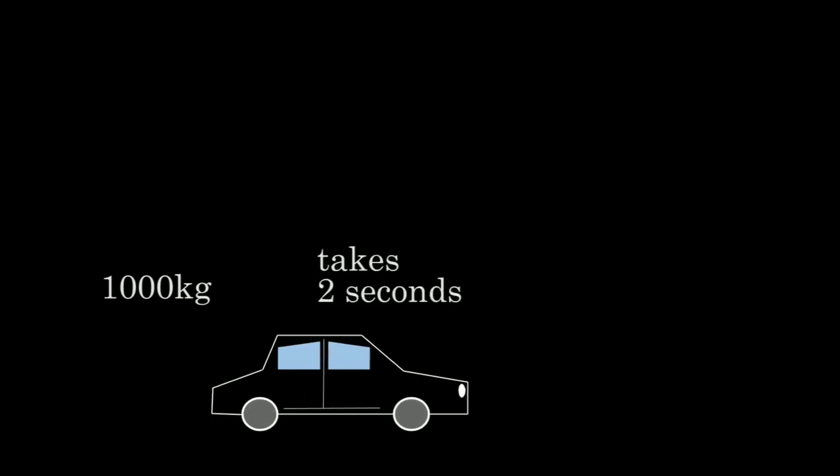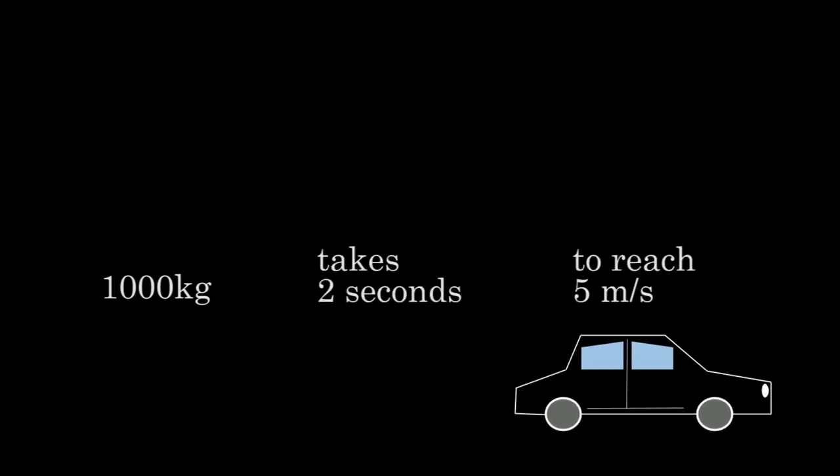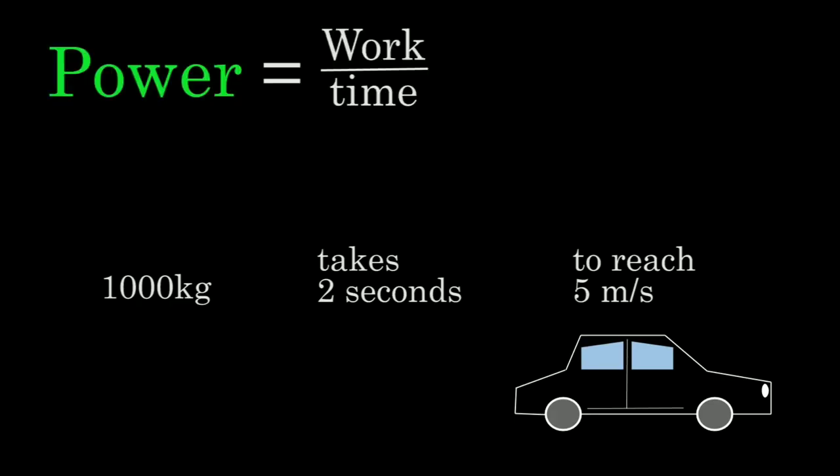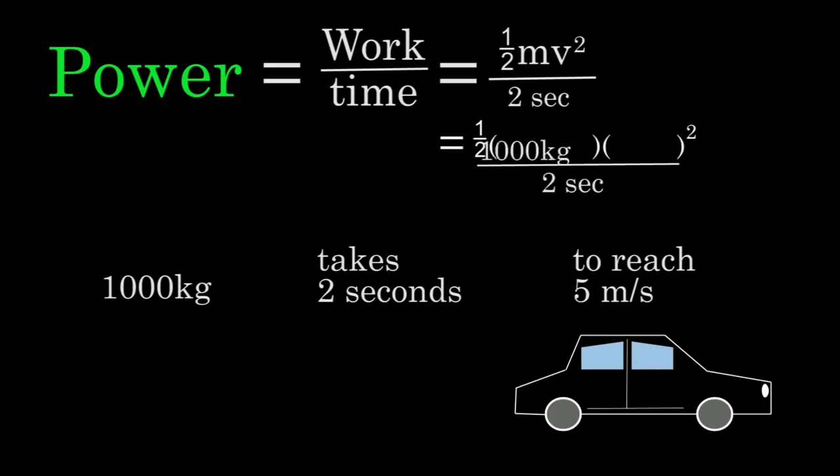Let's say a 1,000 kilogram car starts from rest and takes 2 seconds to reach a speed of 5 meters per second. We can find the power output by the engine by taking the work done on the car divided by the time it took to do that work. To find the work done on the car, we just need to figure out how much energy was given to the car. In this case, the car was given kinetic energy, and it took 2 seconds to give it that kinetic energy. If we plug in the values for the mass and the speed, we find that the engine had a power output of 6,250 watts.